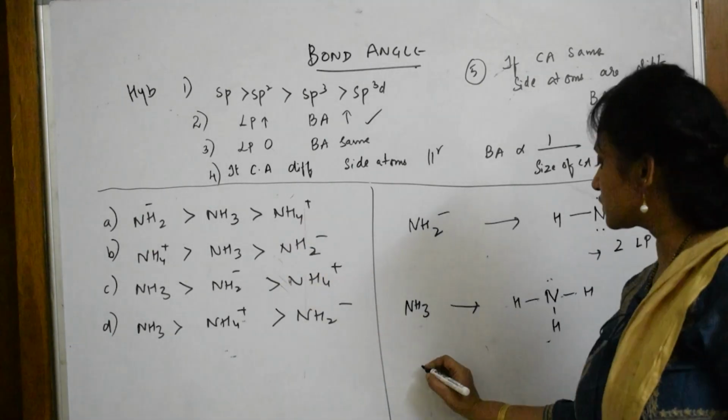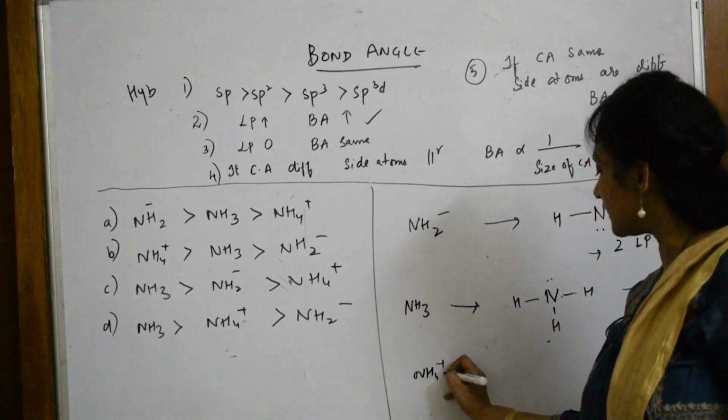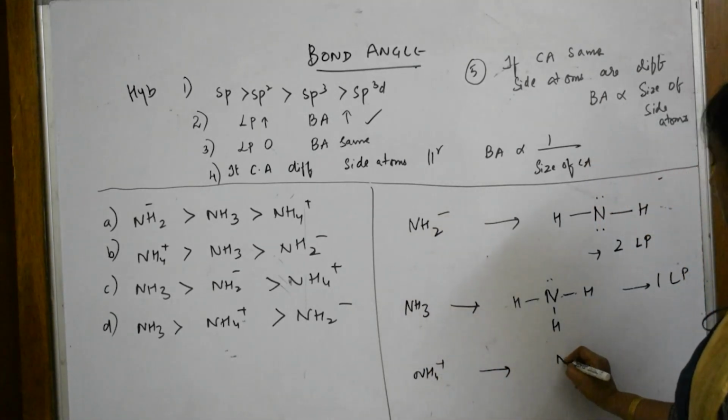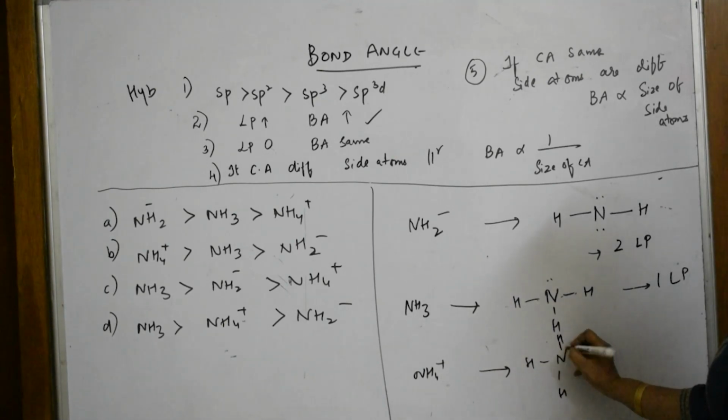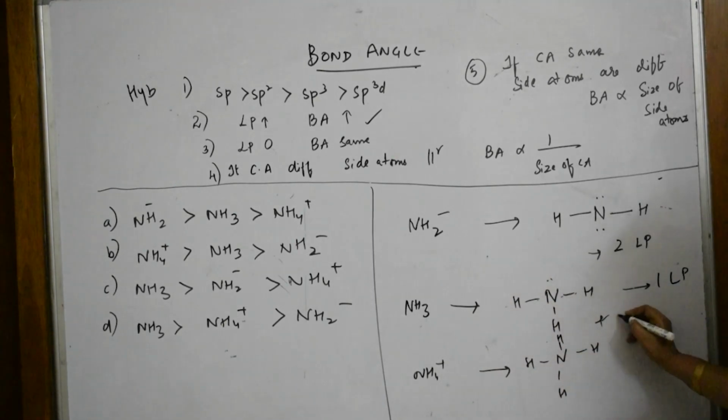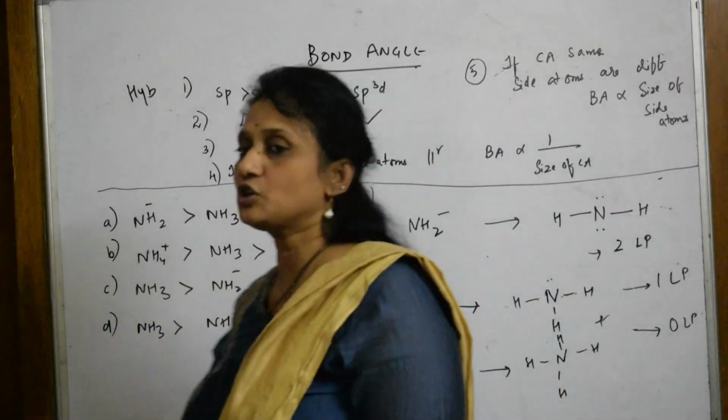When I take the last one, that is NH4 plus, let me draw the structure. Nitrogen, hydrogen, hydrogen, hydrogen, and one more hydrogen, and plus. How many lone pairs are there? 0 lone pairs. Simple. Come back to the options now.